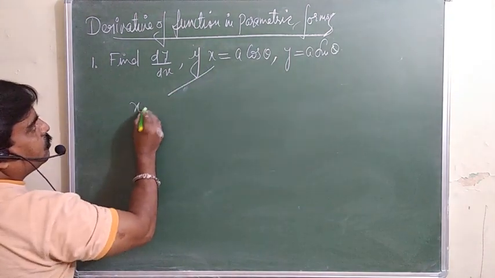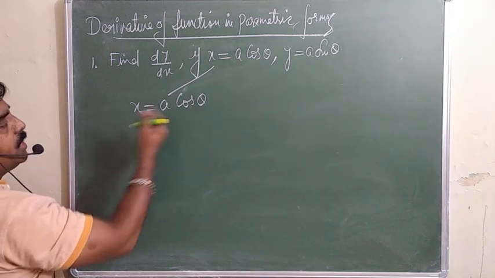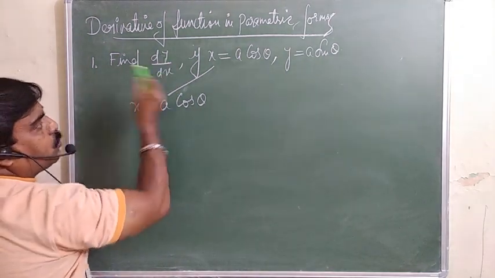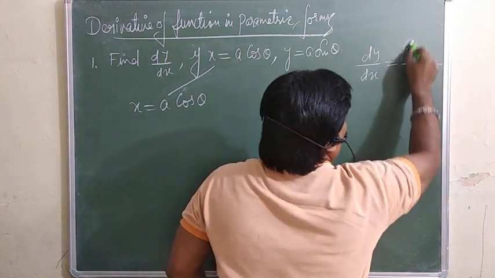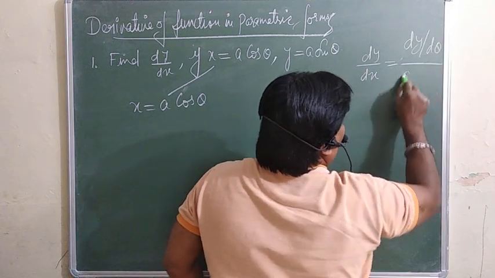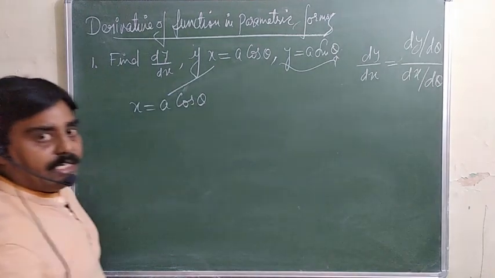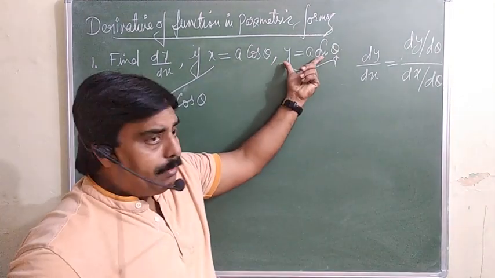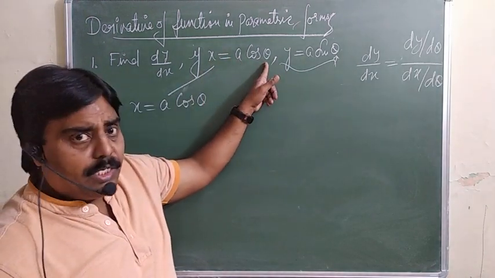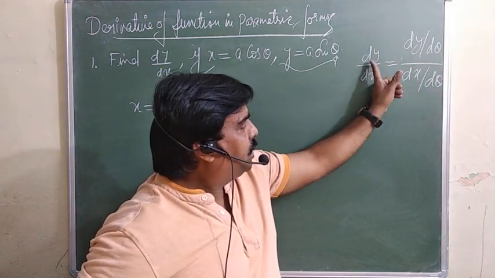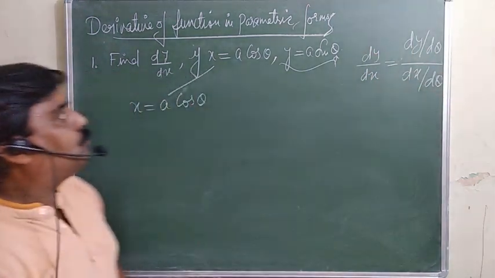Take this. Suppose x is equal to a cos theta. You are supposed to find the derivative with respect to theta, because dy over dx you can write as dy over d theta over dx over d theta. Here y is given in terms of theta, so we can find the derivative of y with respect to theta, and the derivative of x with respect to theta. So dy over dx can be written as dy over d theta over dx over d theta. This is a parametric form you can say.